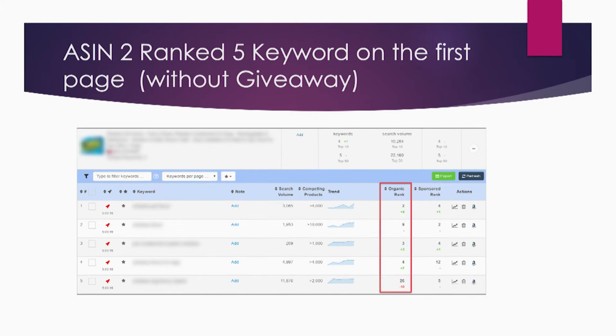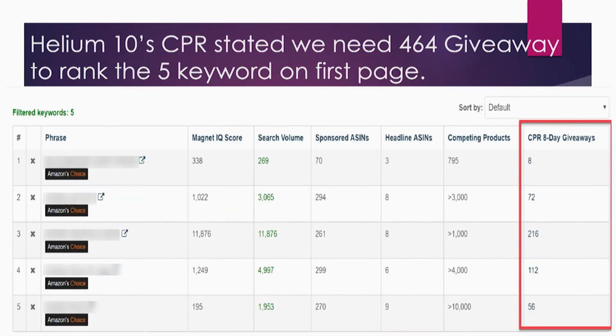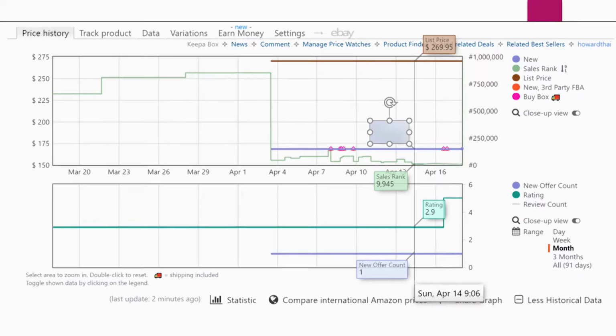Here's ASIN 2 now. Remember 12 keywords? Now that one was 7, now this is 5 keywords on the first page without giveaways. You can see they're all on the first page. The number 5 kind of wiggles around. So Helium 10 is telling us for these 5 keywords, we would need that much giveaways in order to rank for the first page. Here's a Keepa chart for that.